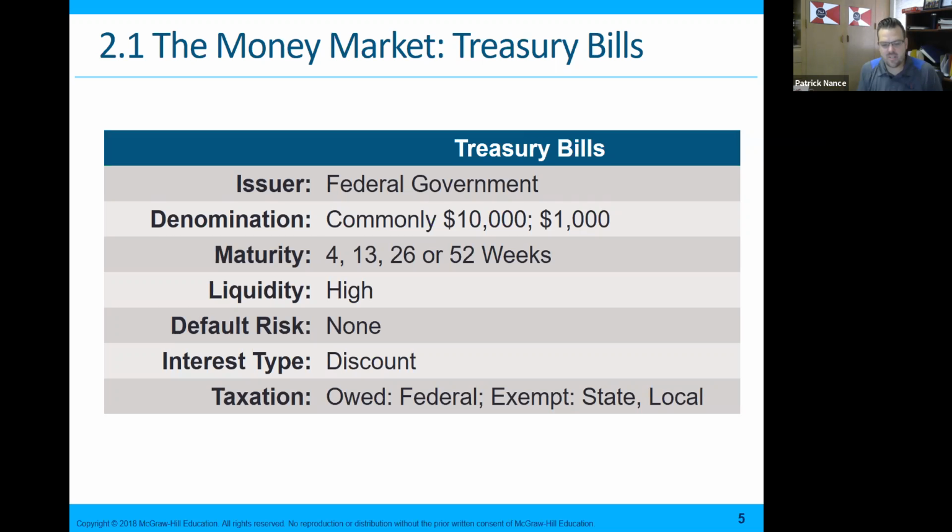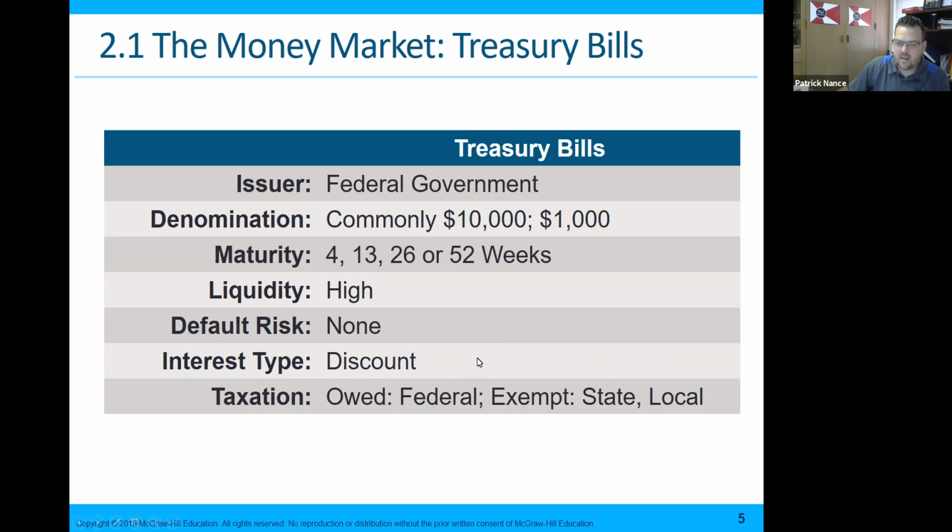Liquidity is high. They can be traded and turned into cash almost instantly. There's a very good market for it, and you can get rid of it anytime you want to. So if you want to be able to turn an investment into cash as soon as possible, then you can buy T-bills. The other thing is it has almost no default risk because it is backed by the federal government. If they need more money to pay your T-bill, they would just print more money to pay it. Not that they do that all the time, but they could. So there is no default risk at all.